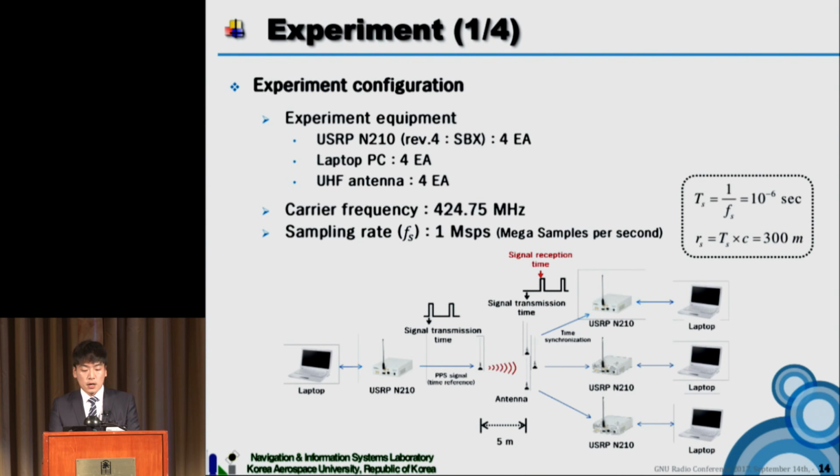We used about 424 MHz as a carrier frequency because it is the lowest operational frequency of the SBX daughter board in Korea's industrial, scientific, and medical band. It's called the ISM frequency band. And the distances between reference and slave were approximately 5 meters.